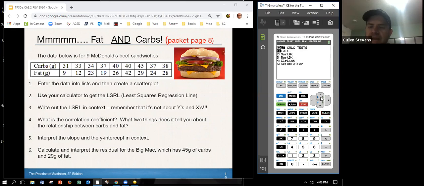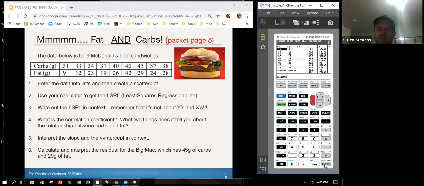So I'm going to go to Stat, and I'm going to go to Edit, and I've already put my points in. Remember that we're just putting our x's in. This is going to be our carbs, and our y is going to be our fat. So when we get the slope, the change in y over change in x is going to be the average change of grams of fat over our change in carbs.